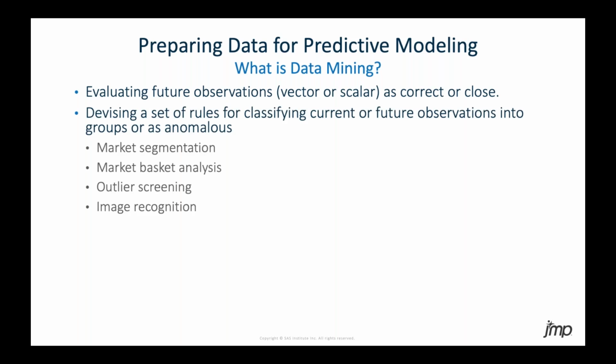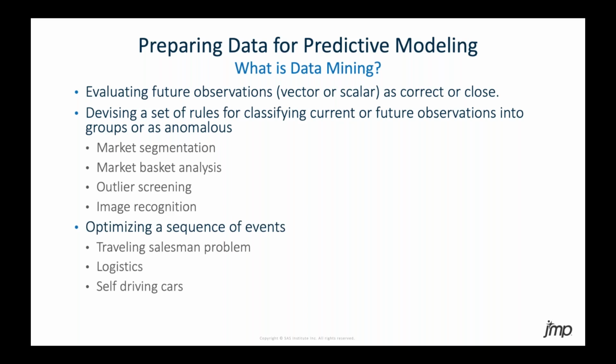The second part is devising a set of rules for classifying current or future observations into groups or as anomalous. A couple of different ways I might be able to do that: things like market segmentation, market basket analysis. In this case, I really don't know what my target is. I am just trying to use some sort of techniques to put things in buckets. And sometimes that bucket could be a very, very small bucket. Things like outlier screening and intruder detection on the internet fall into this second bucket.